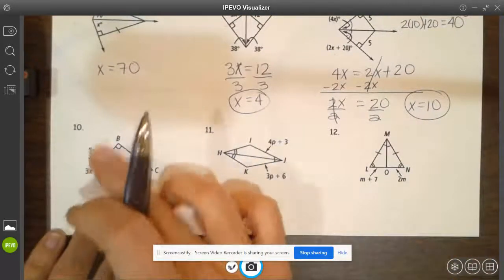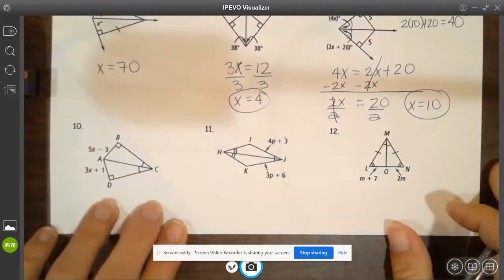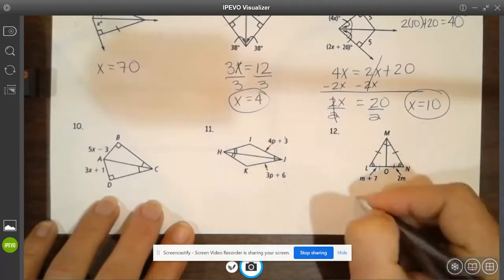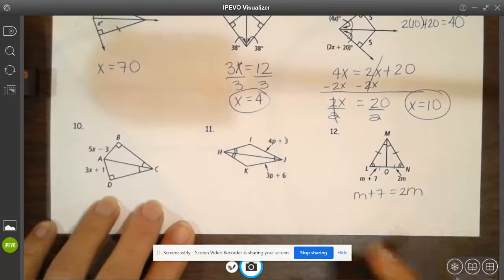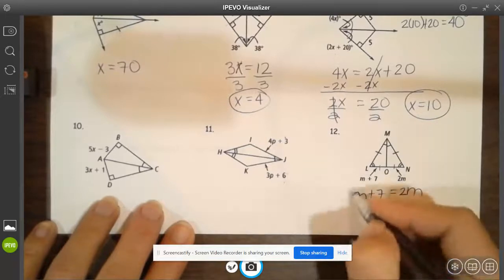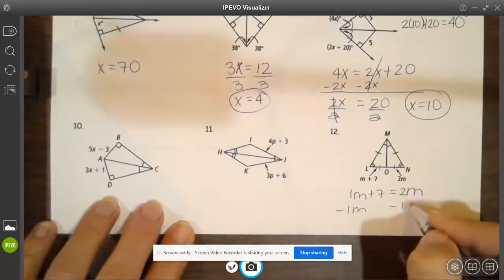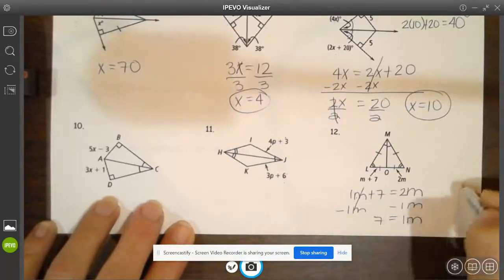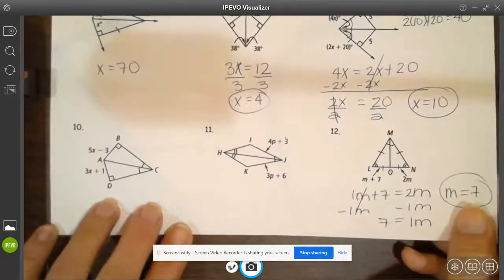well. We set them up equal to each other. This one we set them up equal to each other. Find the value for P. These two are going to be the same side, so m plus 7 equals 2m, and then combine like terms. This one goes over here, so minus 1m minus 1m, 7 equals 1m. That means that m equals 7, right? Okay, let's move along.